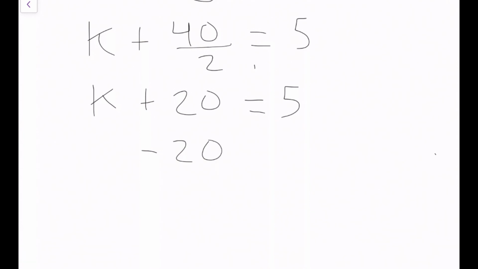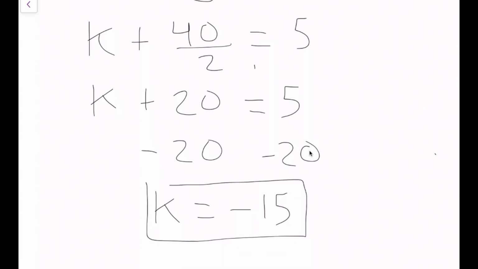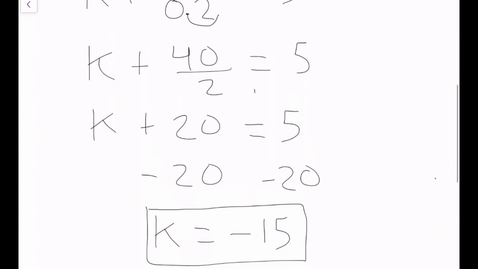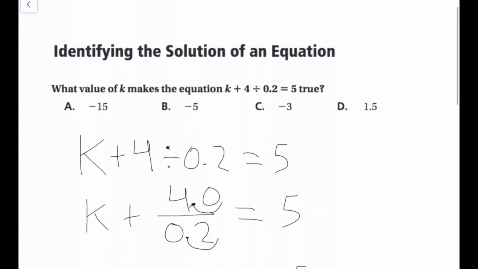But if I subtract 20 from the left side, in order to keep my equation true, I have to do that exact same operation on the right side. So I need to subtract 20 on the right side. So now I get k equals, well, 5 minus 20. I know my answer is going to be negative 15 here. So this is my answer. So let's go back up to the multiple choice and find negative 15. And I see that that is choice A. So I'm going to put a box around choice A. Now we're done with this one.